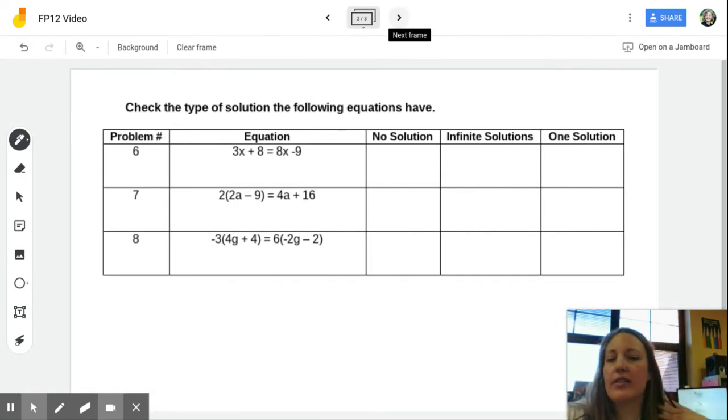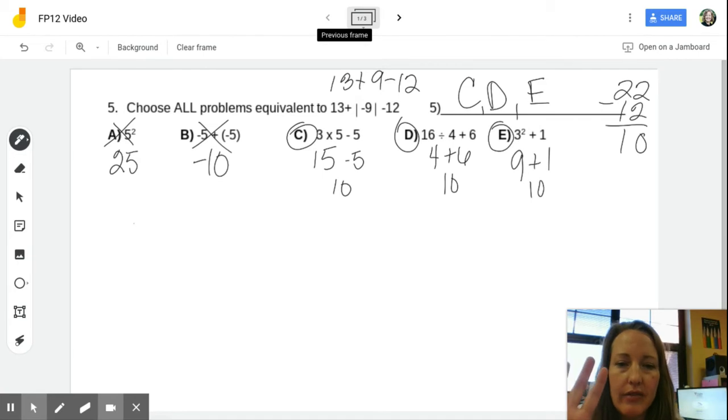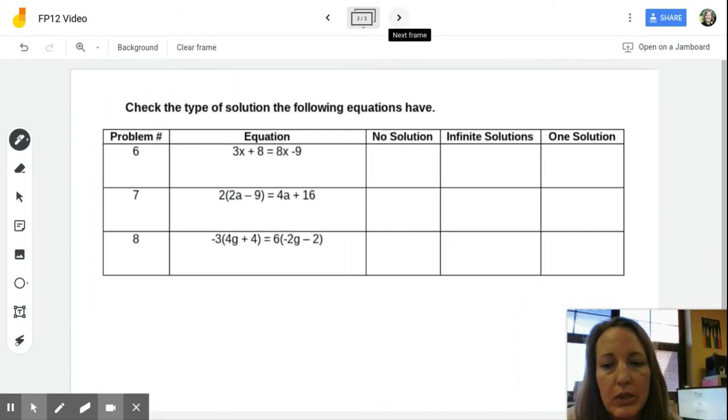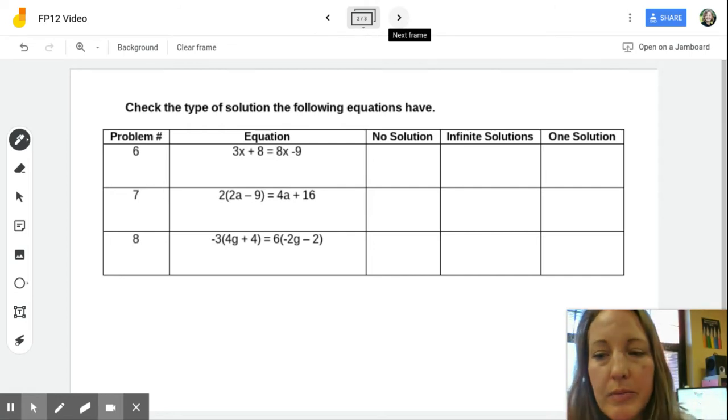Okay, so 6, 7, and 8, we have 3 equations, and it says check the type of solution the following equations have. By the way, I'm going to go back here. This problem 5, you're going to see similar things to this on iLearn. And this question was built particularly from questions such as this on iLearn. So I'm trying to prepare you for the kind of questions you'll see. All right, so on this problem number 6, let's go ahead and solve.